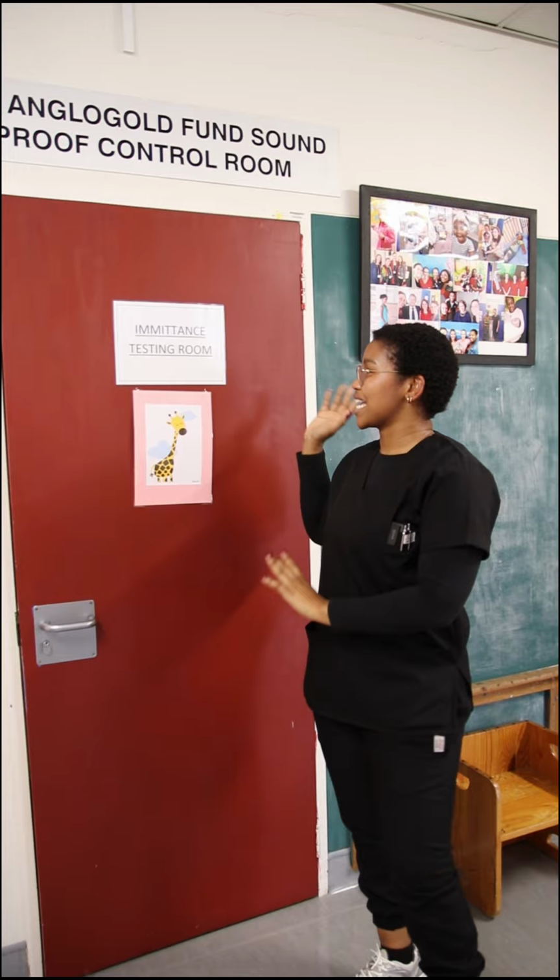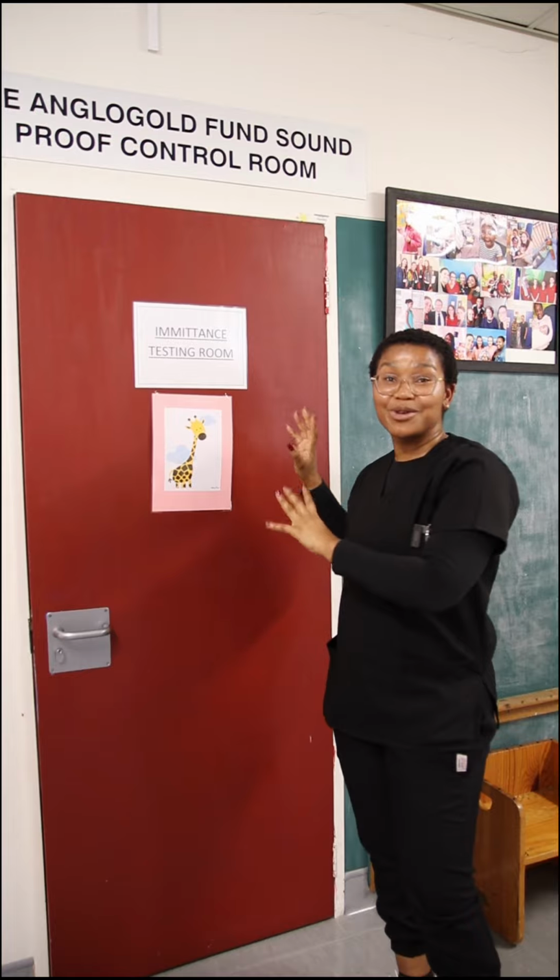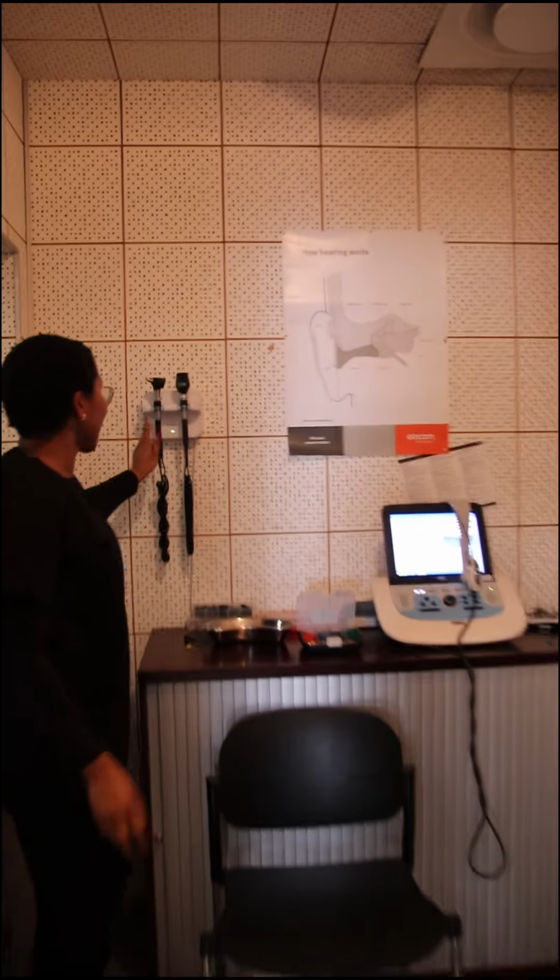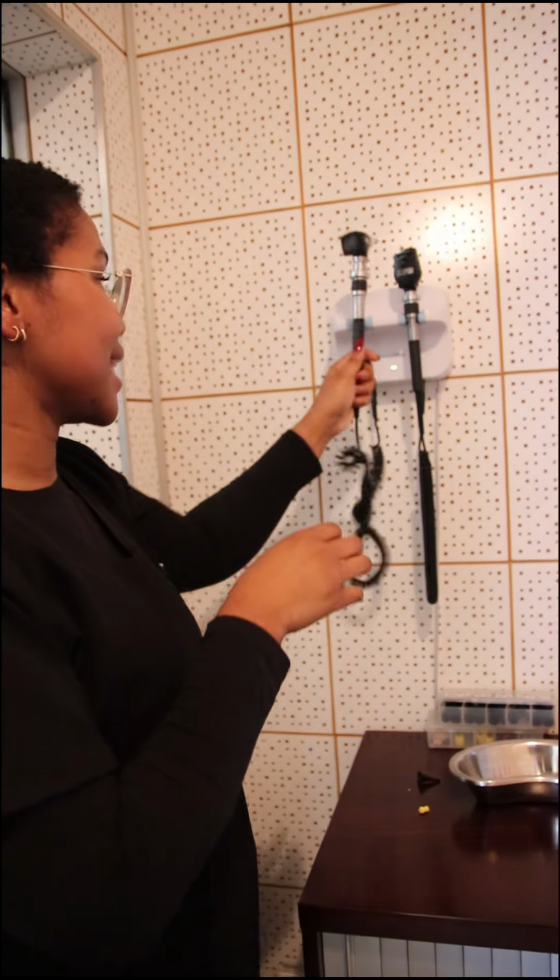Okay, so this is the emittance testing room. This is where we usually start. Here we have our otoscope, and this is what we use to look into the ear, into the canal of the ear, to see if there's anything obstructing the sound from getting in the ear.